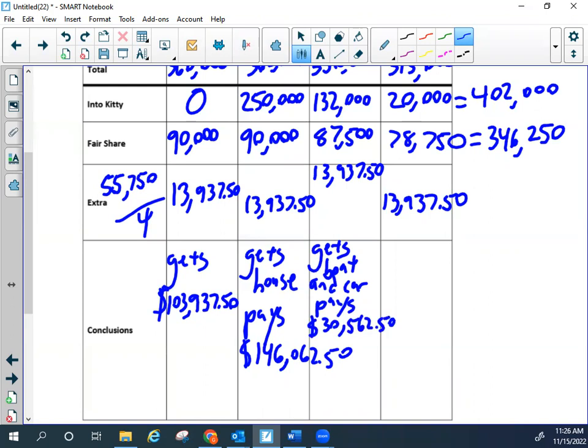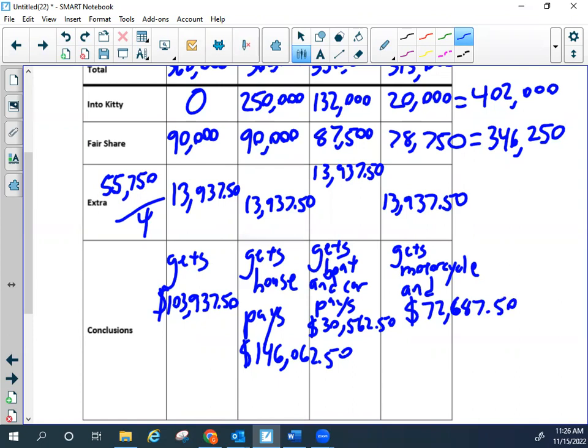Oscar, he won the motorcycle. So then we have $78,750 and $13,937.50. That's both what he put in his pocket, but he also contributed $20,000. That's still a positive number, which means he also gets $72,687.50.